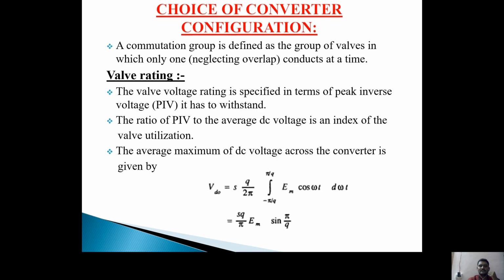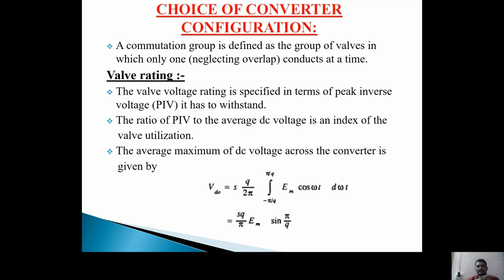Next we are moving to the first one, that is valve rating or valve utilization factor. The valve voltage rating is specified in terms of the peak inverse voltage it has to withstand. The ratio of peak inverse voltage to the average DC voltage is an index of the valve utilization.